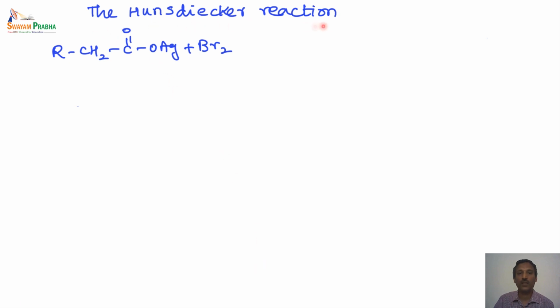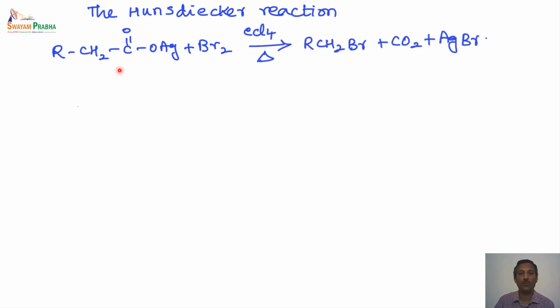The next one is the Hunsdiecker reaction. In this particular case, the silver salt of a carboxylic acid is treated with bromine to give an alkyl halide with the loss of carbon dioxide, and silver bromide is formed as a precipitate. So here if we have n number of carbon atoms, here we will have n minus 1 number of carbon atoms. So one carbon is lost from the starting carboxylic acid.